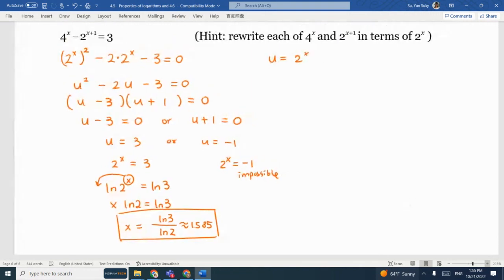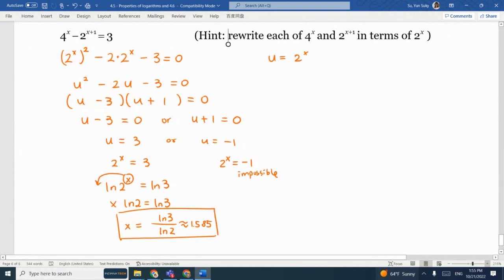Okay. Do we need to check domain? No. The exponential function's domain is everywhere.